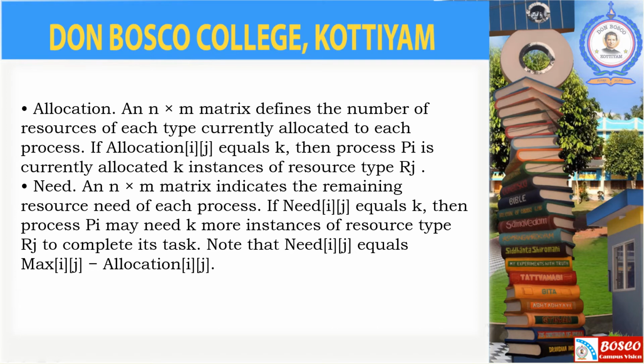And the fourth data structure is Need, and it also indicates an n into m matrix. It indicates the remaining resources needed by each process. For example, Need[i][j] equals k means that process Pi needs k more instances of resource type Rj to complete its task. And a condition must be satisfied, that is Need[i][j] equals Max[i][j] minus Allocation[i][j]. That is, the allocated amount subtracted from the maximum gives the Need.